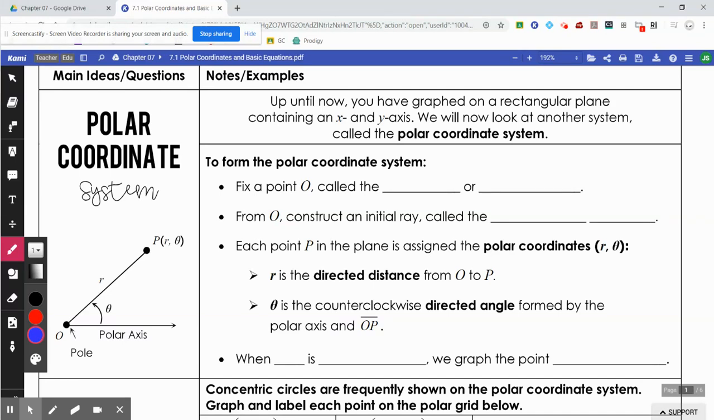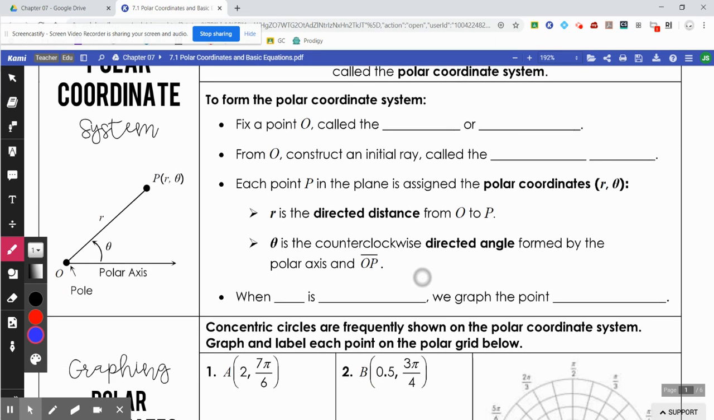Okay, in this lesson, we're going to begin talking about a new type of graphing system called the polar coordinate system. Up until now, you have graphed on a rectangular plane containing an x and y axis. We will now look at another system called the polar coordinate system. To form a polar coordinate system, we're going to fix a point called the pole, or another name for that is what we've been referring to as an origin.